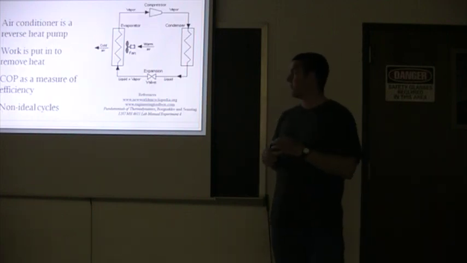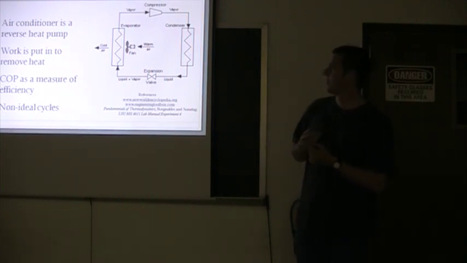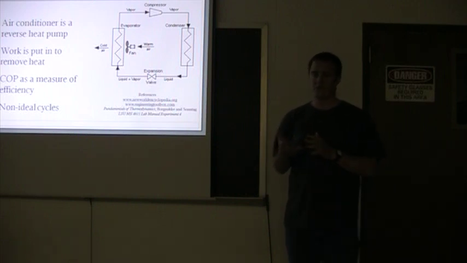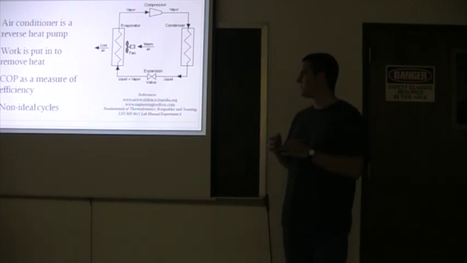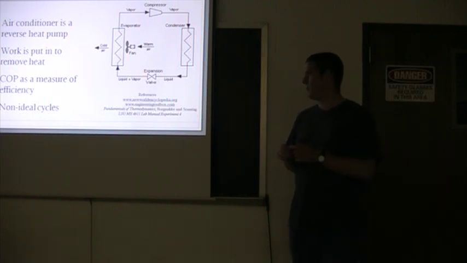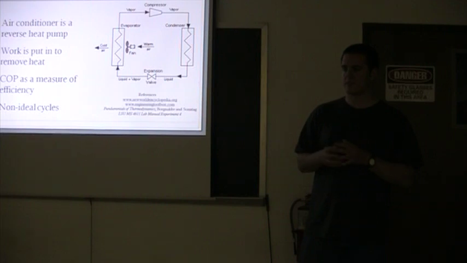So in general, an air conditioner is just a reverse heat pump, and we use work to remove heat in order to cool a space. You can quantify that with the coefficient of performance. And as you could expect, the cycle's not going to be ideal, so that's why we're going to test it. A few things to look into is how the charge, the freon, affects the coefficient of performance. Hopefully it doesn't break. That'd be ideal also.